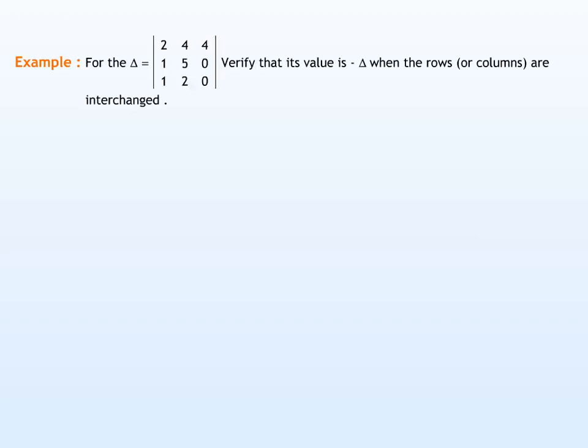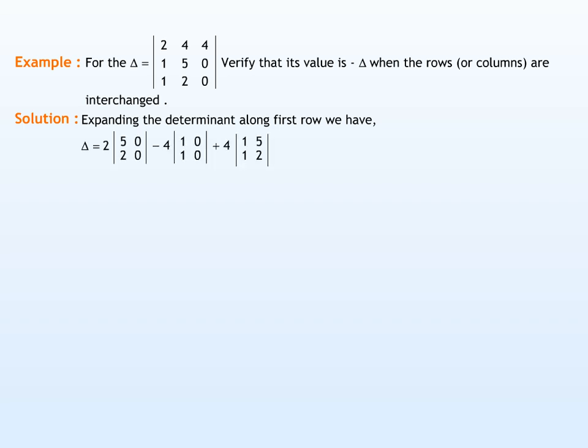For the determinant given here, verify that on interchanging rows or columns, its value gets multiplied by minus 1. Expanding the determinant along the first row, we have delta equals 2 multiplied by 0, minus 4 multiplied by 0, plus 4 multiplied by (2 minus 5), which equals minus 12.